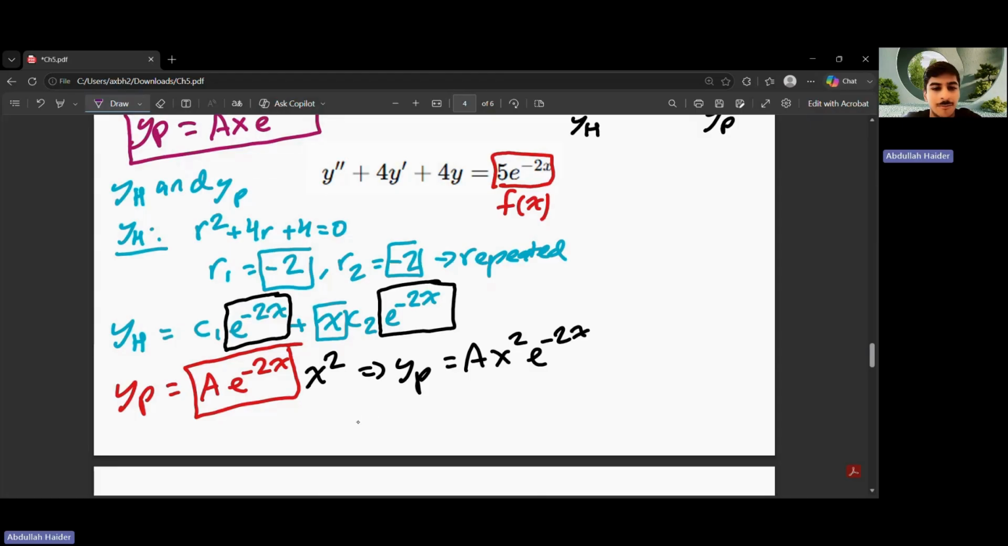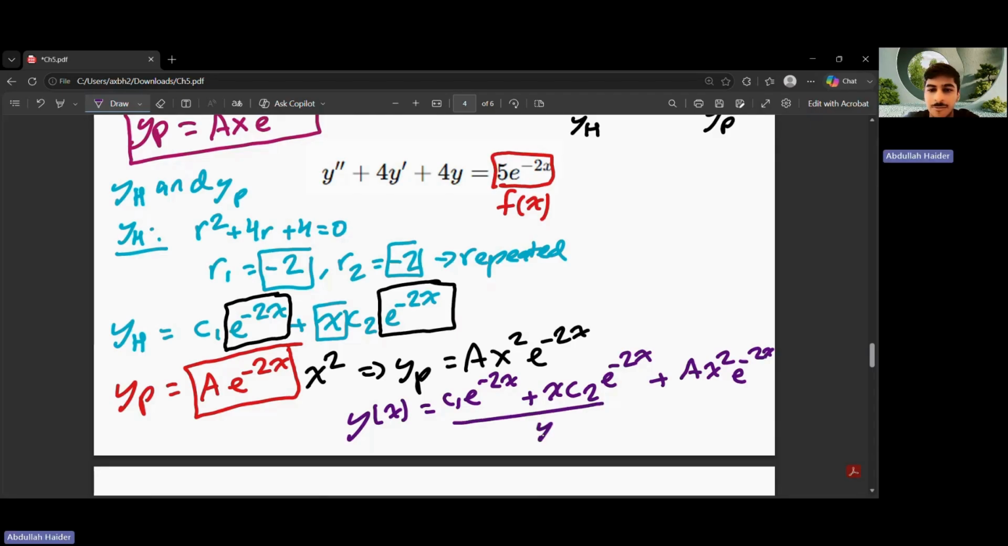And your final solution, y of x, is going to be yh plus yp. C1 e power negative 2x plus x C2 e power negative 2x plus yp, which is ax squared e power minus 2x. This is your yh, this is your yp, and that's it for the question.